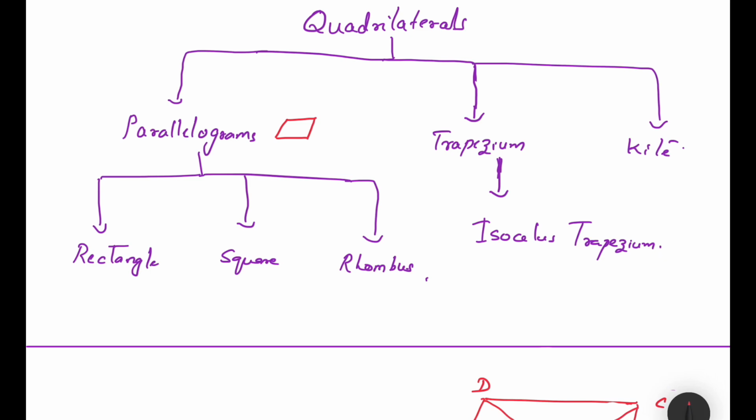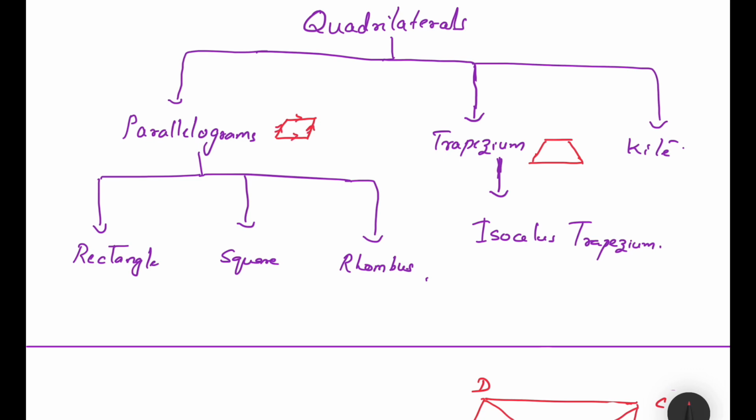A trapezium will be like this: only one pair of opposite sides is parallel, the other 2 sides are not parallel. If both pairs of sides are parallel, it is a parallelogram. We will be learning the properties.